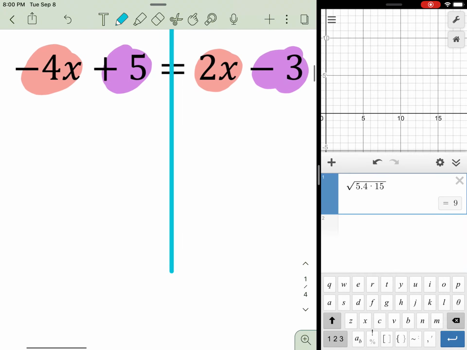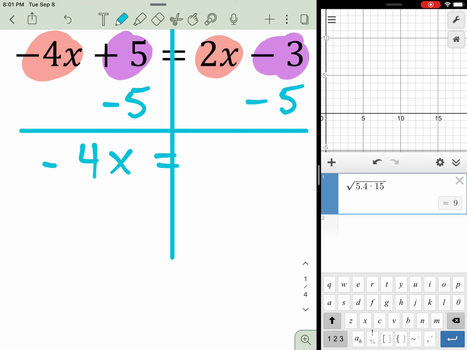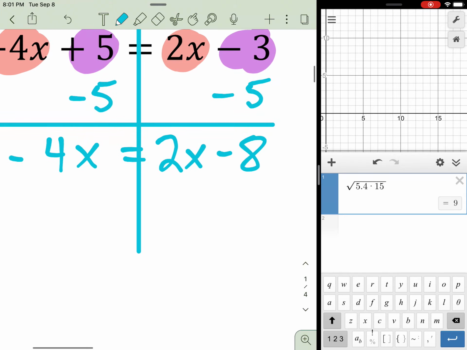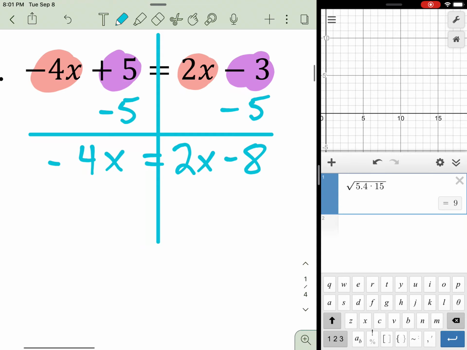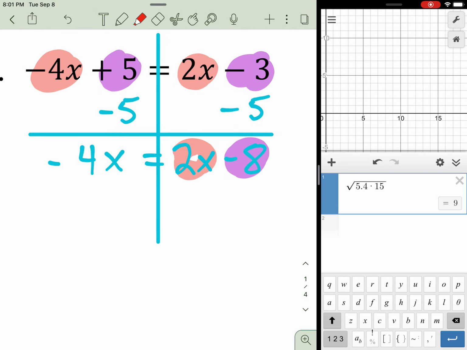So you can move the x's first if you want. You can move the constants. I'm going to move the constants. Okay, so I'm going to subtract 5 from both sides. So now I have negative 4x on the left and 2x minus 8 on the right. So you can see now all my constants are just on one side. Okay, but I still have my terms with variables on opposite sides.